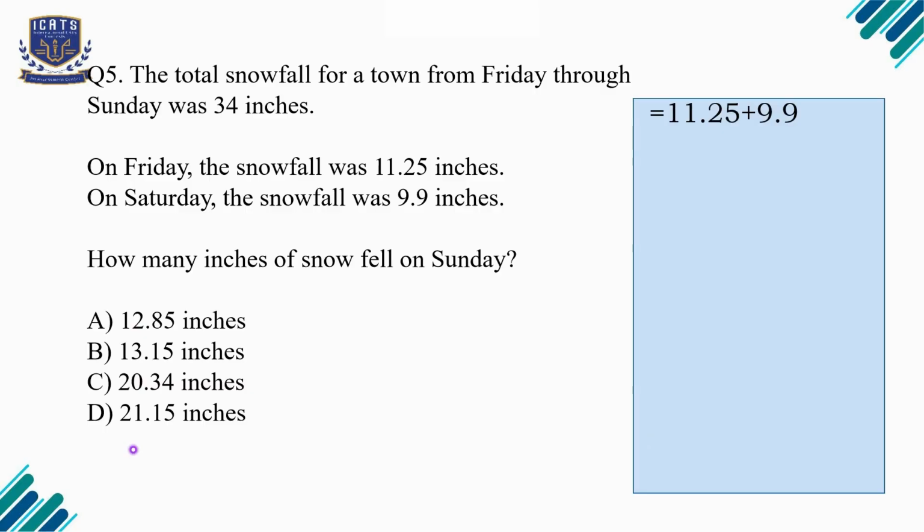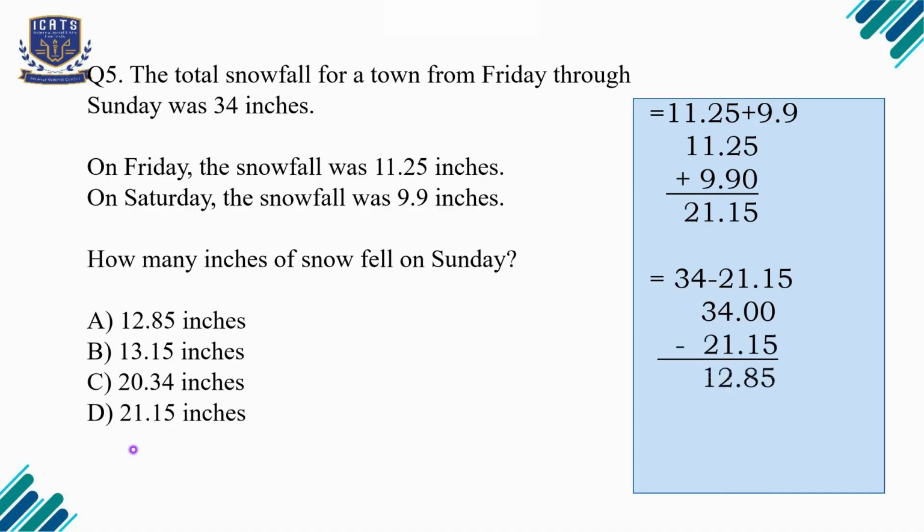So, here, if we add the snowfall of Friday and Saturday, the total will be 21.15 inches. Now, let's subtract this number from the total snowfall, which was 34 inches. So, the remaining number is 12.85 inches. So, we can say that 12.85 inches of snow fell on Sunday. So, we will select option A here.